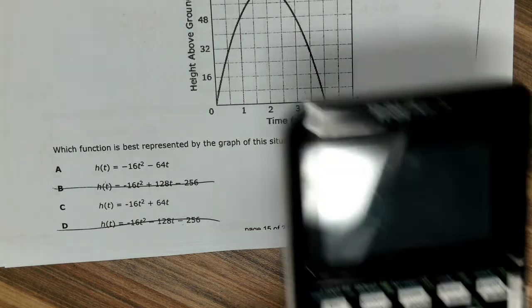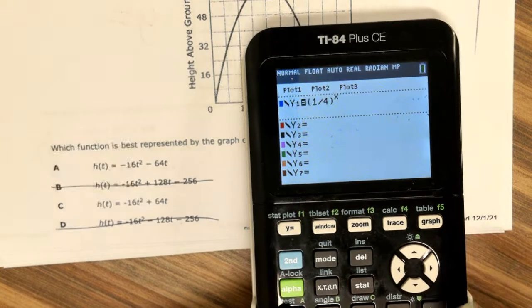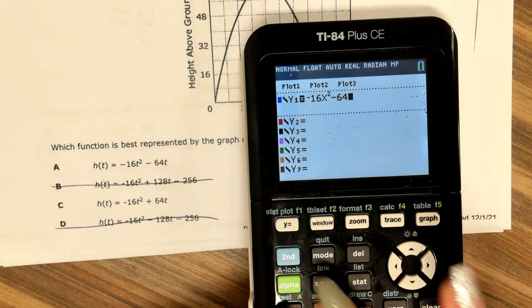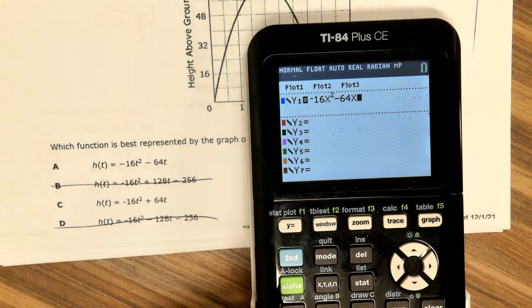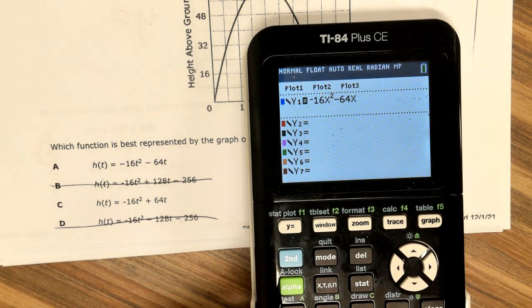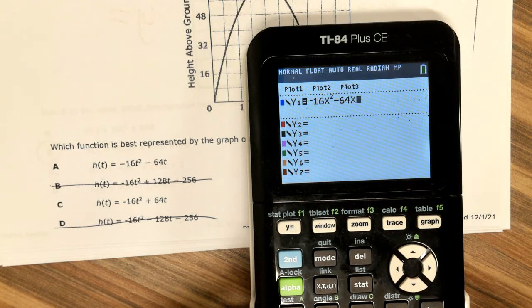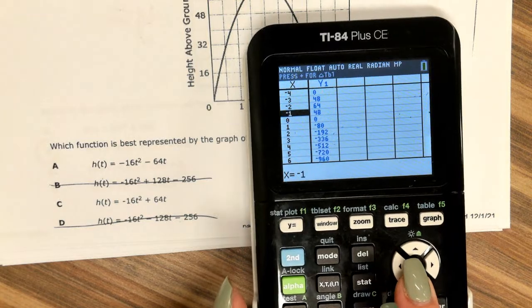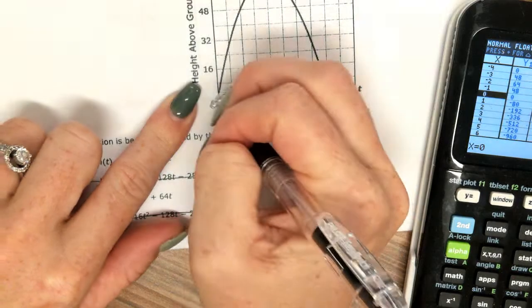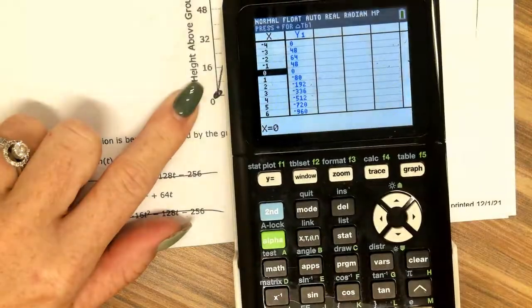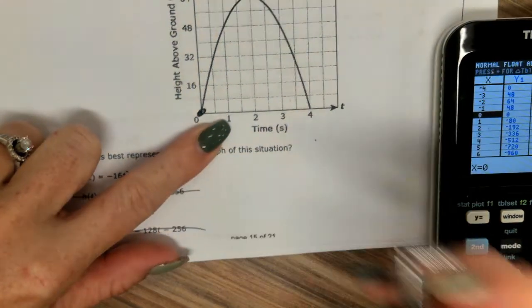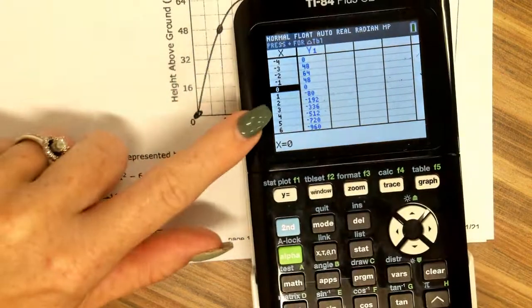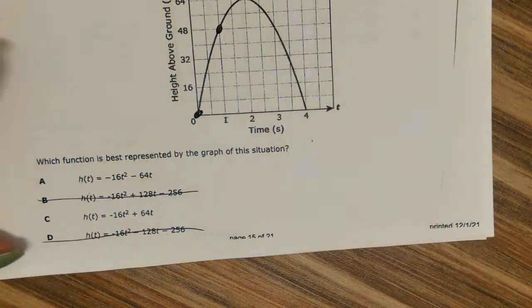So I do A, I go to y equals. I clear that out and I type in negative 16x squared minus 64x. Now hitting graph is not going to help me. What is going to help me? A table. So I want to see, did this one pass through 0, 0? Because that's where it passed right here. Yes. So now I'm going to check 1, because where should 1 be at? 48. So I go to 1, and it was not at 48, so it cannot be A.